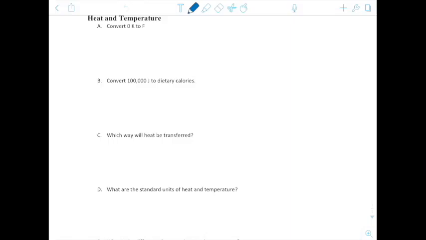Welcome to the Unit 11 Test Remediation Guided Practice, starting with our first problem that says convert 0 Kelvin to Fahrenheit. So first we have to go to Celsius and then we can go to Fahrenheit. So 0 Kelvin, to get it to Celsius, we just subtract 273. And 0 minus 273 gives us negative 273 degrees Celsius.